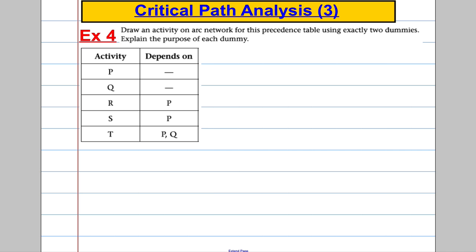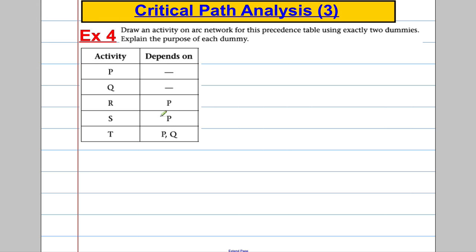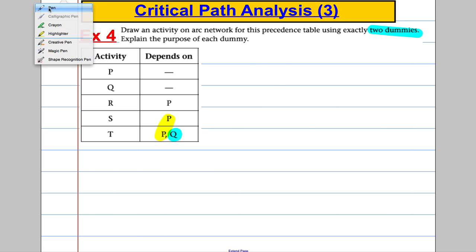So another example, you're probably able to do this yourself now. So we've got to draw an activity network using 2 dummies and explain the purpose of each dummy. So maybe pause the video and have a go, otherwise I'll go through in 5 seconds. Okay, let's look at our table first. I'm thinking there's going to be an issue here because S and T both depend on P, whereas T just depends on Q. So I'm thinking there's definitely a dummy there. I can't immediately see why there's going to be another dummy because it says there's going to be 2, but I'll find out as I start drawing it. It's probably due to reason 2. So let's have a go.